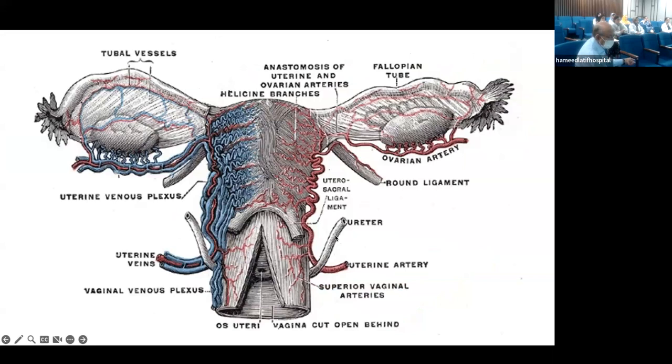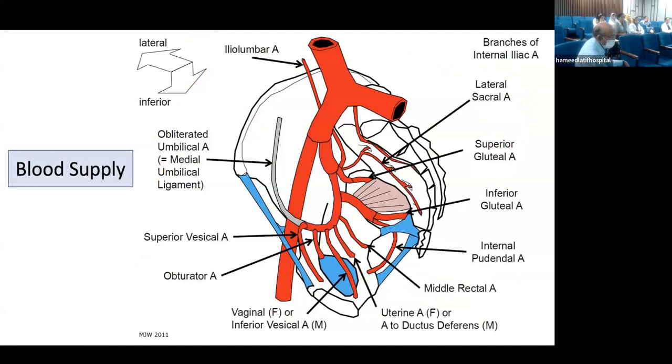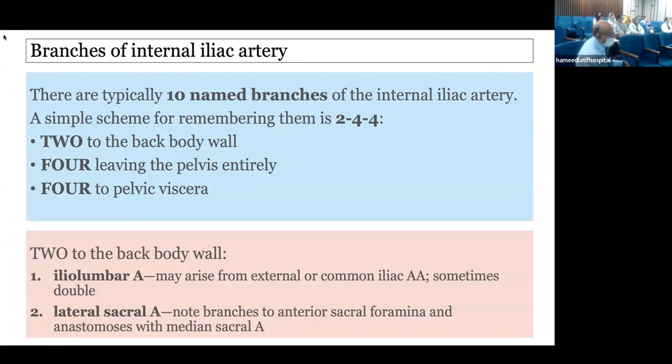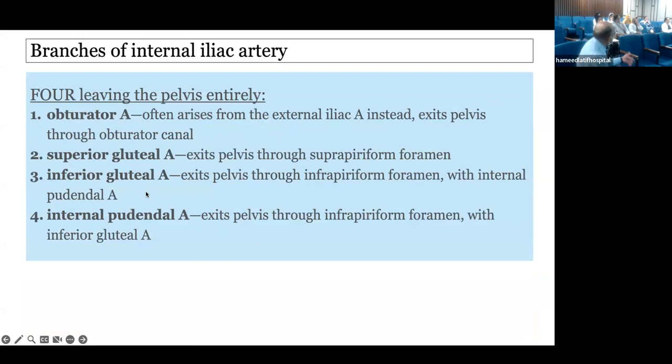Here you see the close relationship of the ureter with the uterine artery. These are branches of the internal iliac. I will give you this, the division of the branches of the internal iliac, have a look at it. There are 2, 4, 4, 8, 10 branches, and 2 go back to the body wall, 4 leave the pelvis entirely, 4 to the pelvic viscera. Internal pudendal artery again is of significance, because this is what supplies the external genitalia partly.